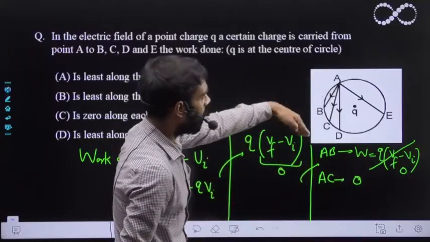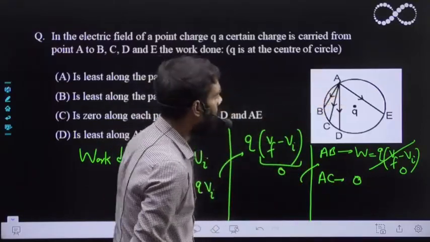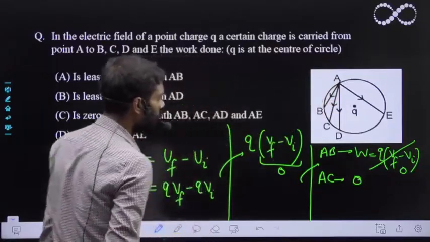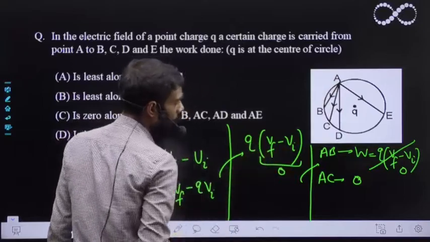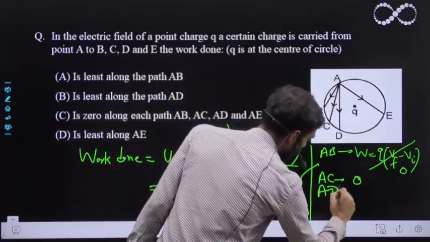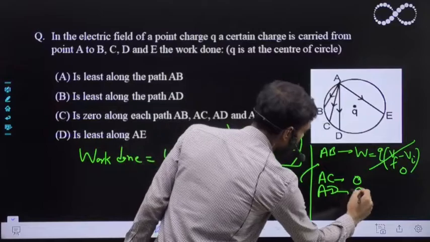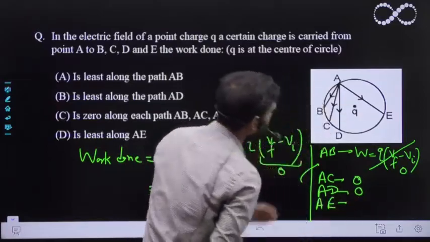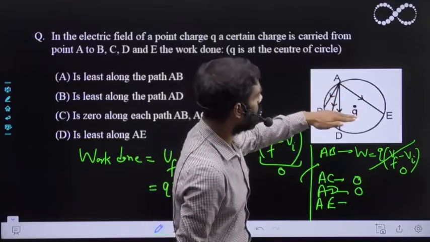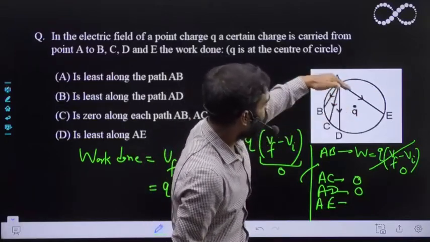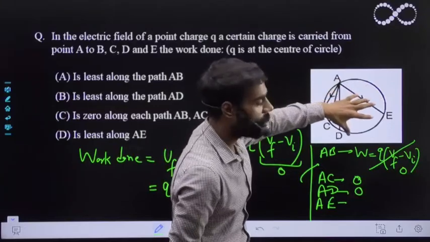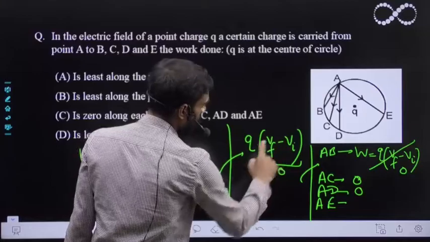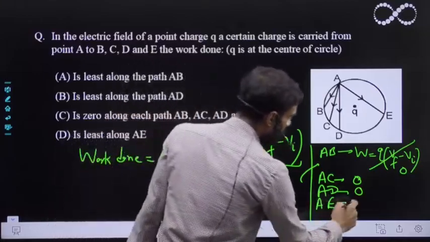If you will take for AD, once again A and D are equidistant from the center, so A and D are also having the same potential, so the delta V will become 0. So for AD also this quantity will become 0. If you will take A and E, so the points A and E are also at the periphery of the circle, that is equidistant from the center. So A and E are also at the same potential. So V final minus V initial will be 0. For AE also this will be 0.